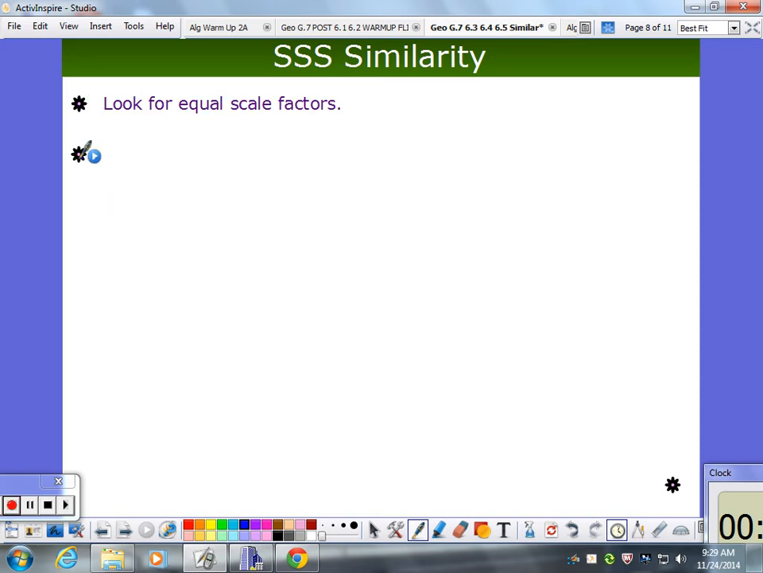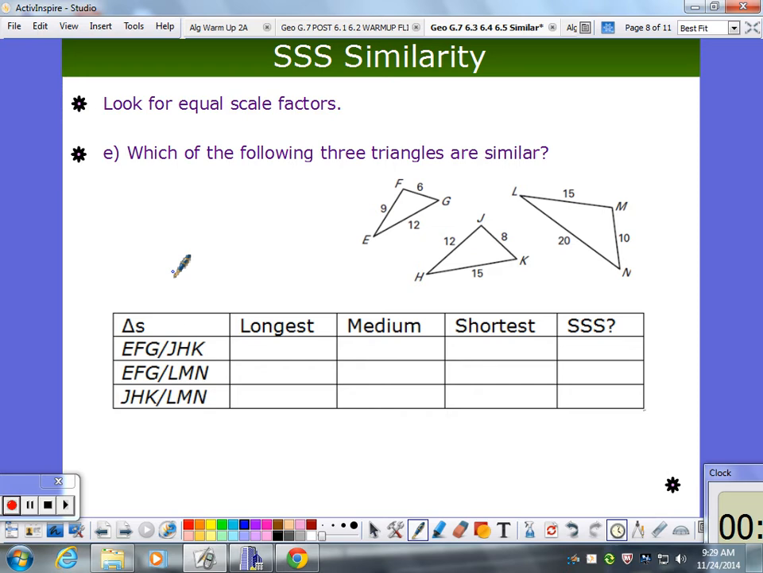Side similarity is slightly more complicated. You're going to look for equal scale factors now. So here are three different triangles, and they can get very confusing, like what the orientation is. So my advice: look for the small, the medium, and the large sides on each. Small, medium, large, small, medium, large, and kind of label that, because they're not all the same. So what you do is compare all the sides.